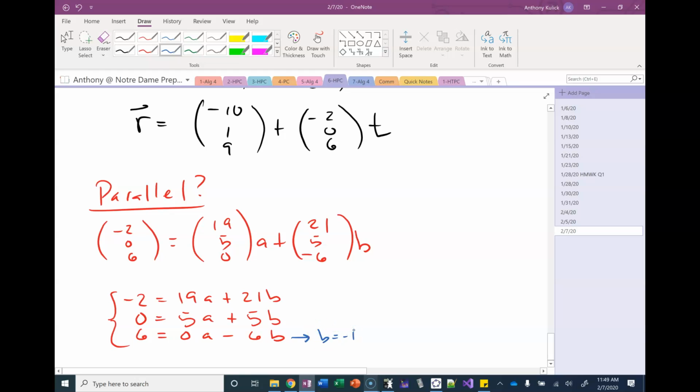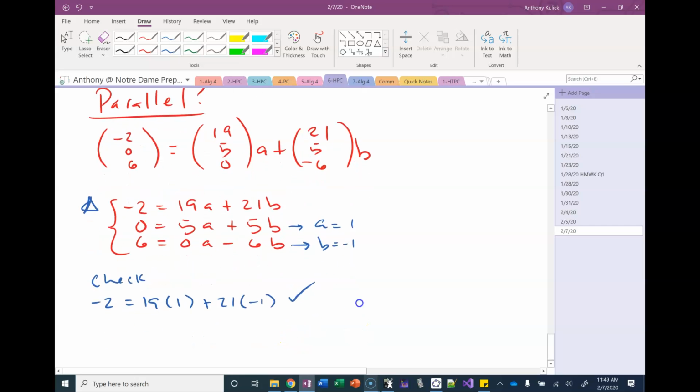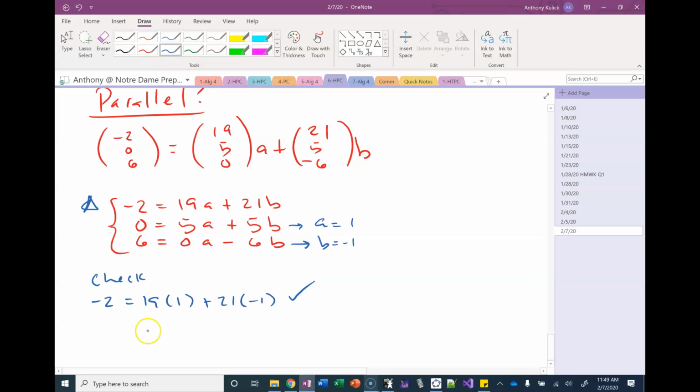Hopefully it's easy to see that b has to equal -1. And then using that answer, by plugging -1 in for b, I see that a would have to be +1. And now I would just need to check this using that first equation. And it does work. So what this tells us is that these two guys are parallel.